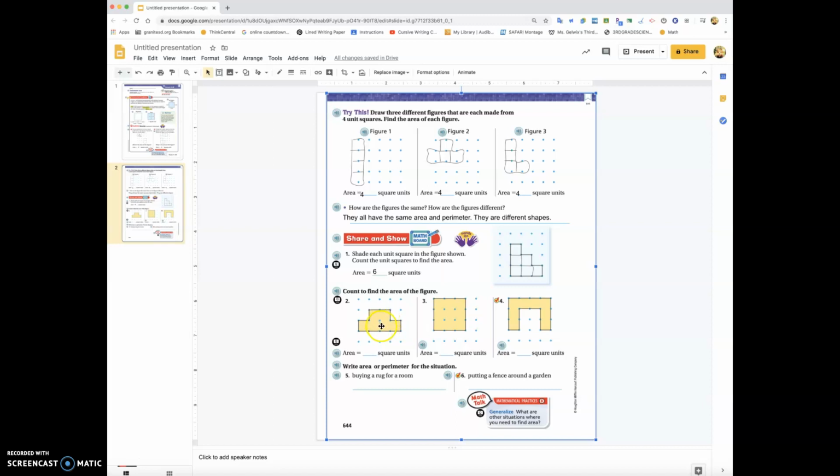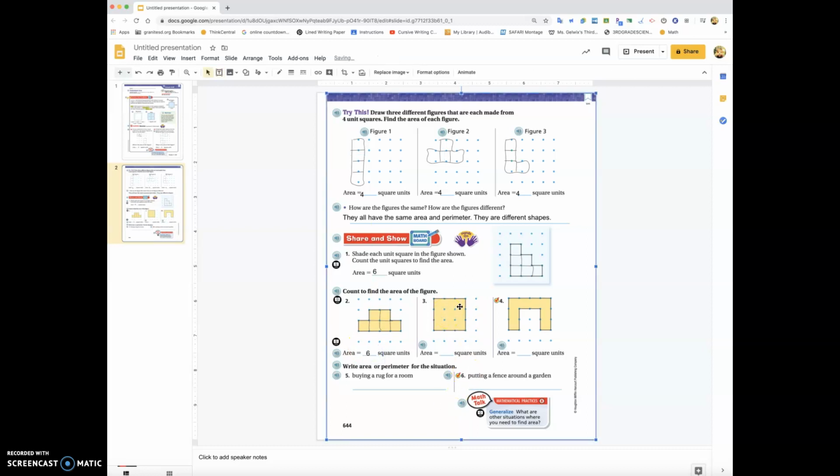Okay, so count to find the area of the figure. Again, if you want to draw those lines, draw them with your pencil. So you really have to just color or count boxes. This is still new for most of you, so it's totally fine. If you look here, you have 1, 2, 3, 4, 5, 6. So your area here is 6 square units.